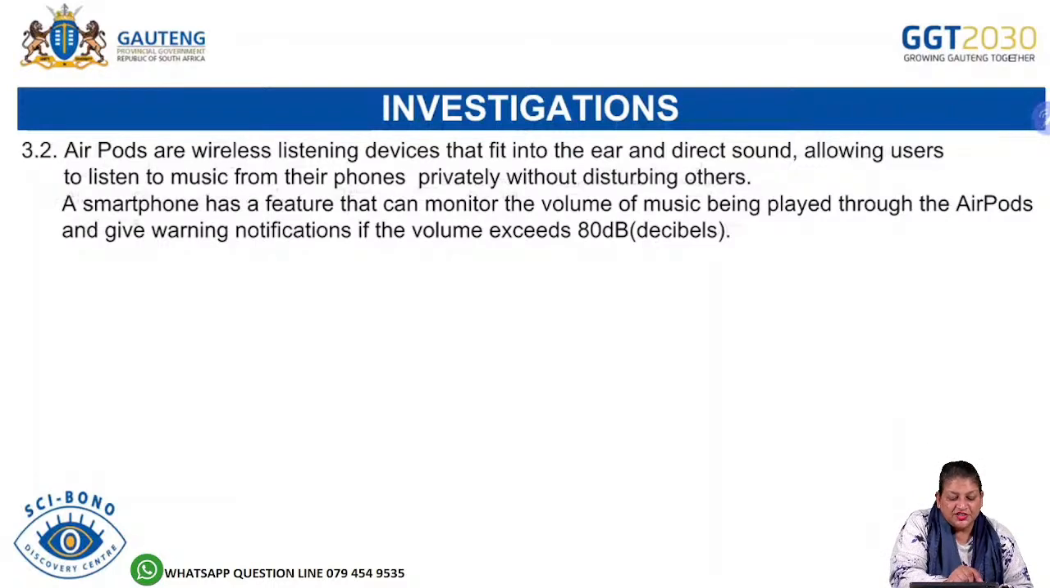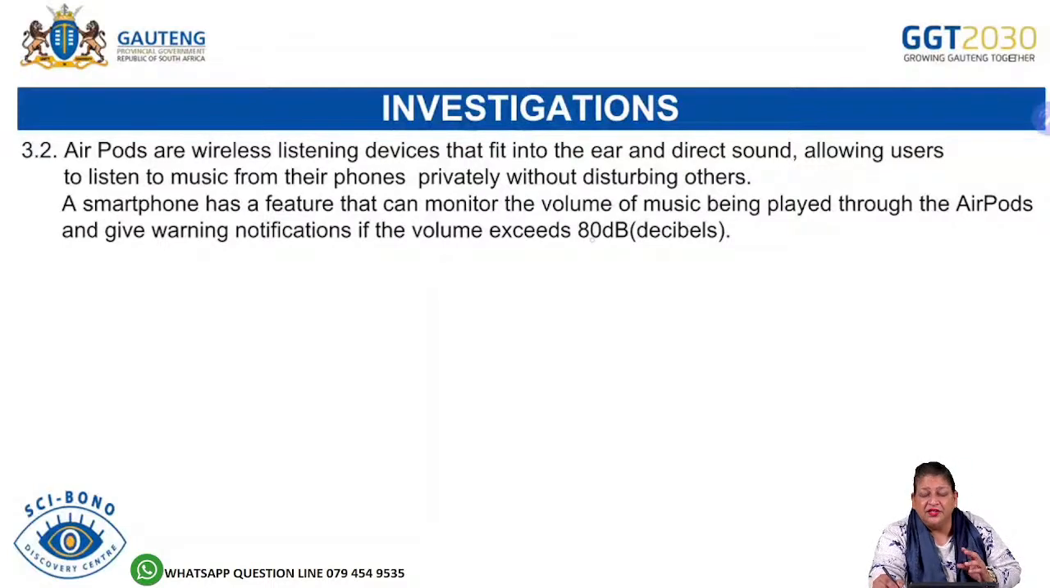So now, if the AirPods are linked to a smartphone, it has a feature that can monitor the volume of music playing through the AirPods and gives a warning notification if the volume exceeds 80 decibels. Because if the sound is going above 80 decibels, now how do you measure sound? In decibels. So your eardrum or your tympanic membrane can actually withstand 80 decibels of sound.